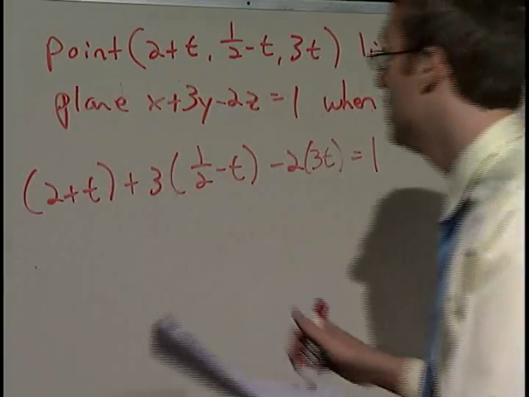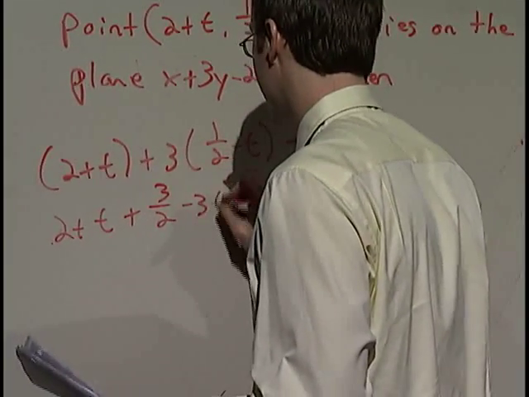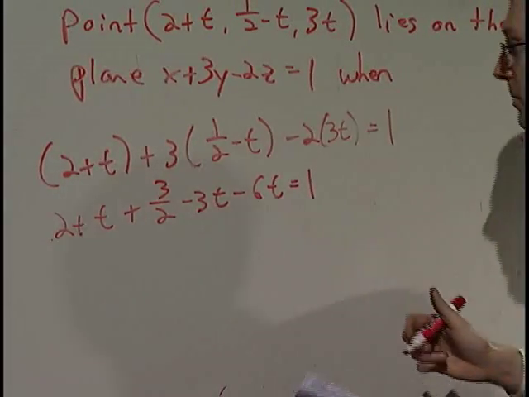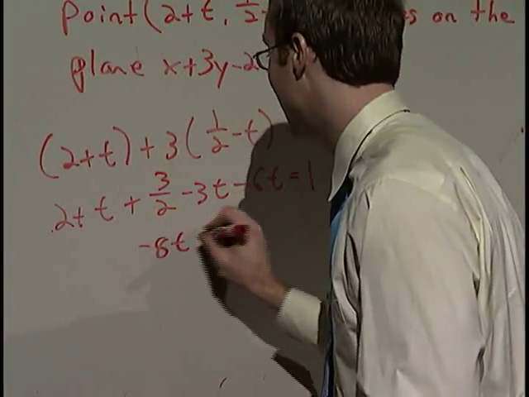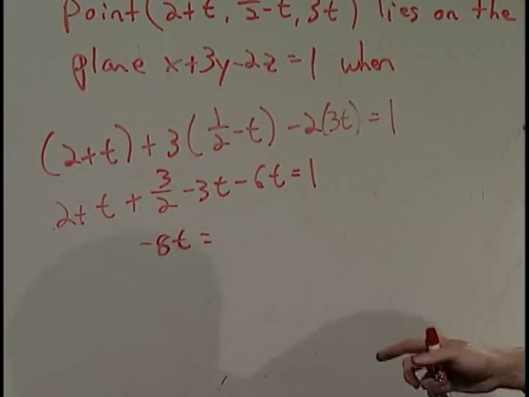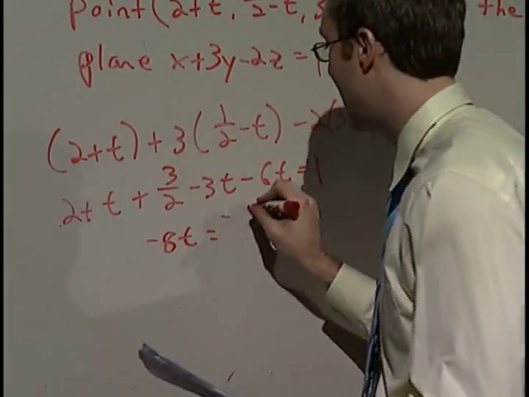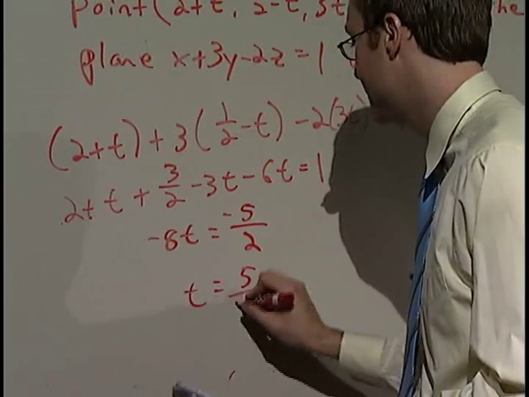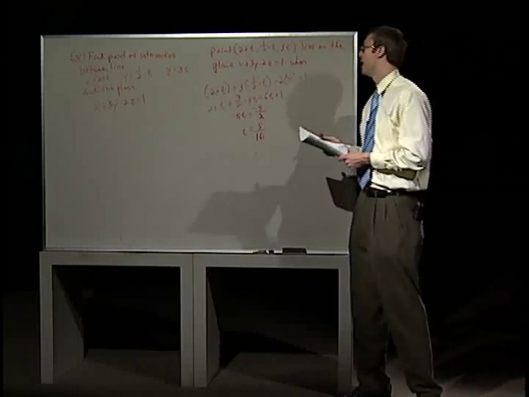Okay? Well, algebra here is not horrible. Minus 3t, minus 6t equals 1. This is an equation in a single variable. Let's see here. So we have negative 9t and positive t is negative 8t. This is 4/2 and 3/2 is 7/2. So we can scoot that over to the other side. This is 2/2 minus 7/2 is negative 5/2. And so t is equal to positive 5/16. Okay? That's the t value that corresponds to the point on the line.